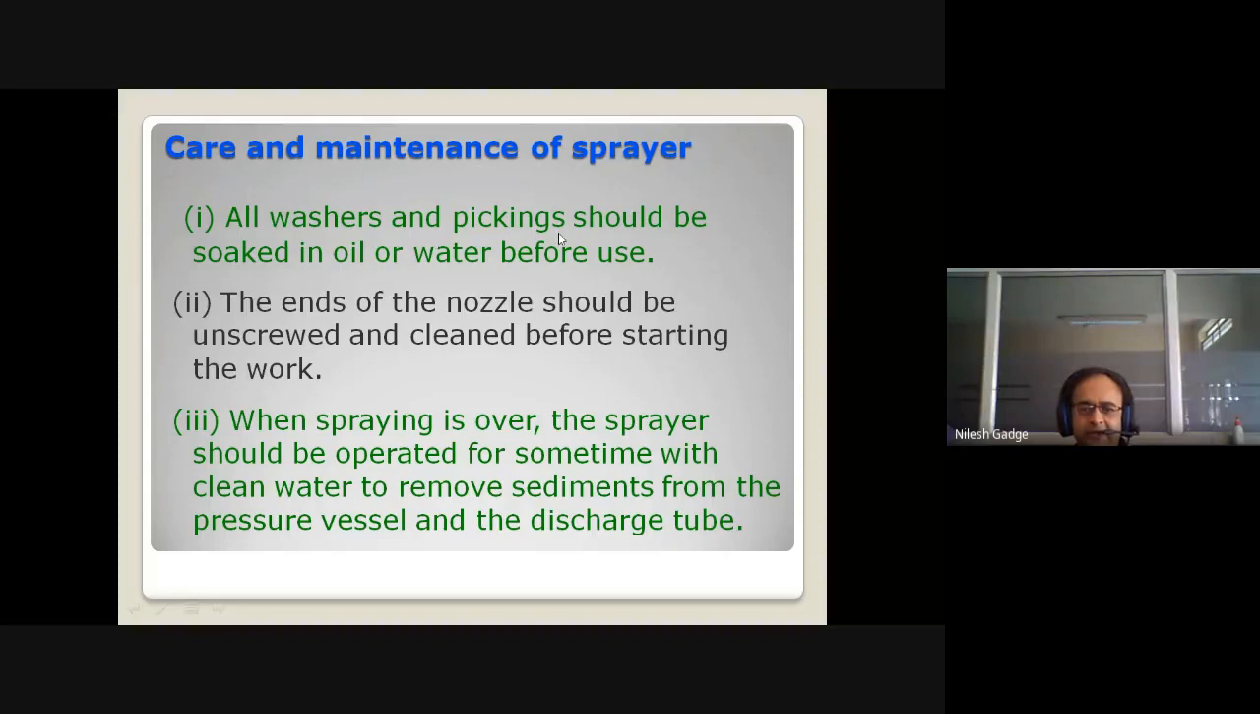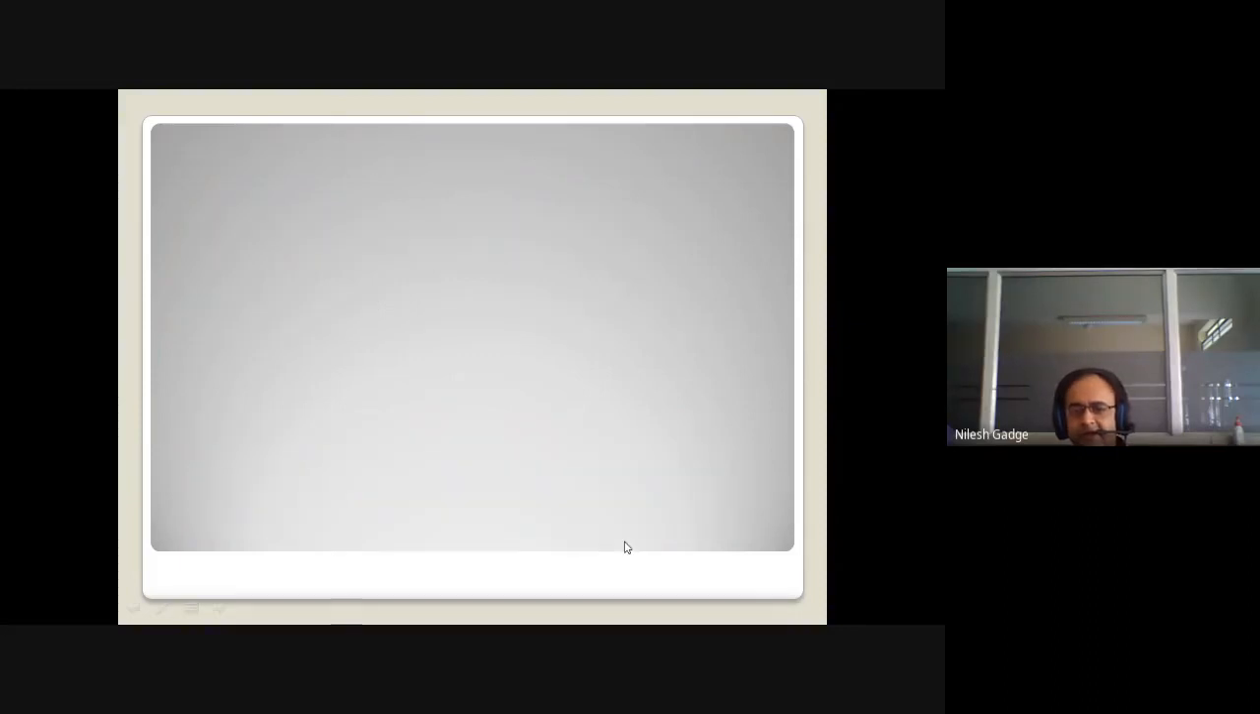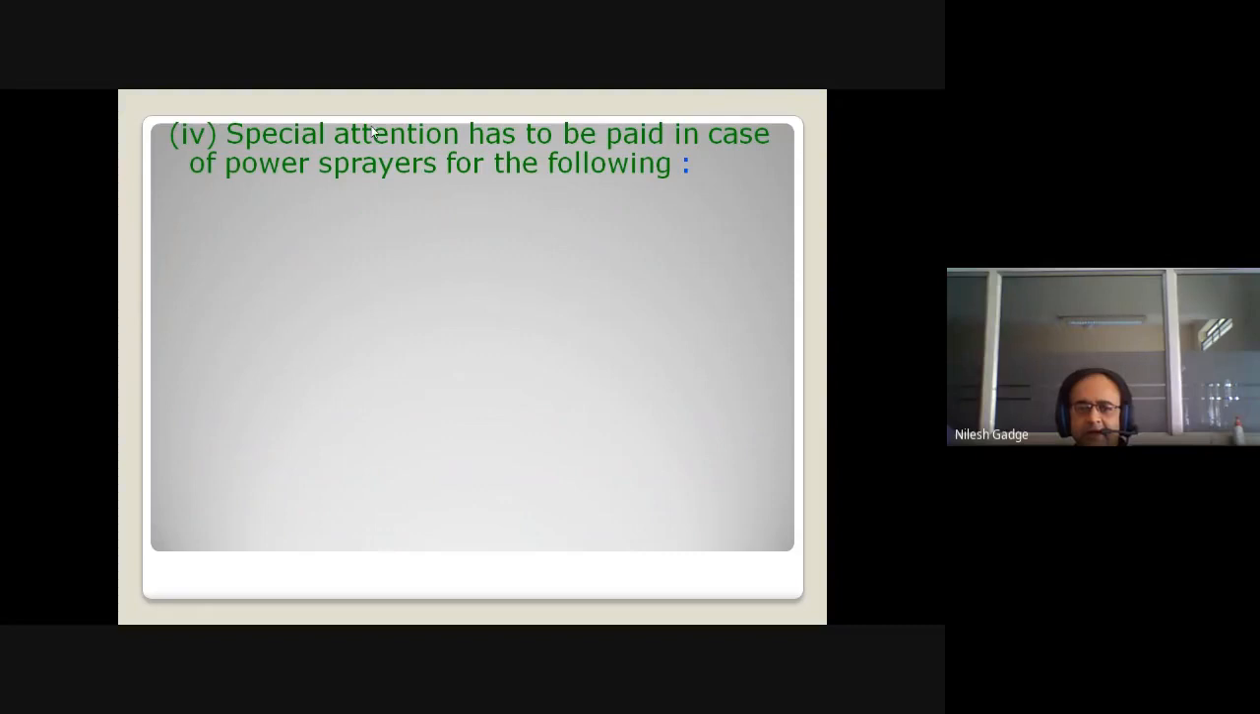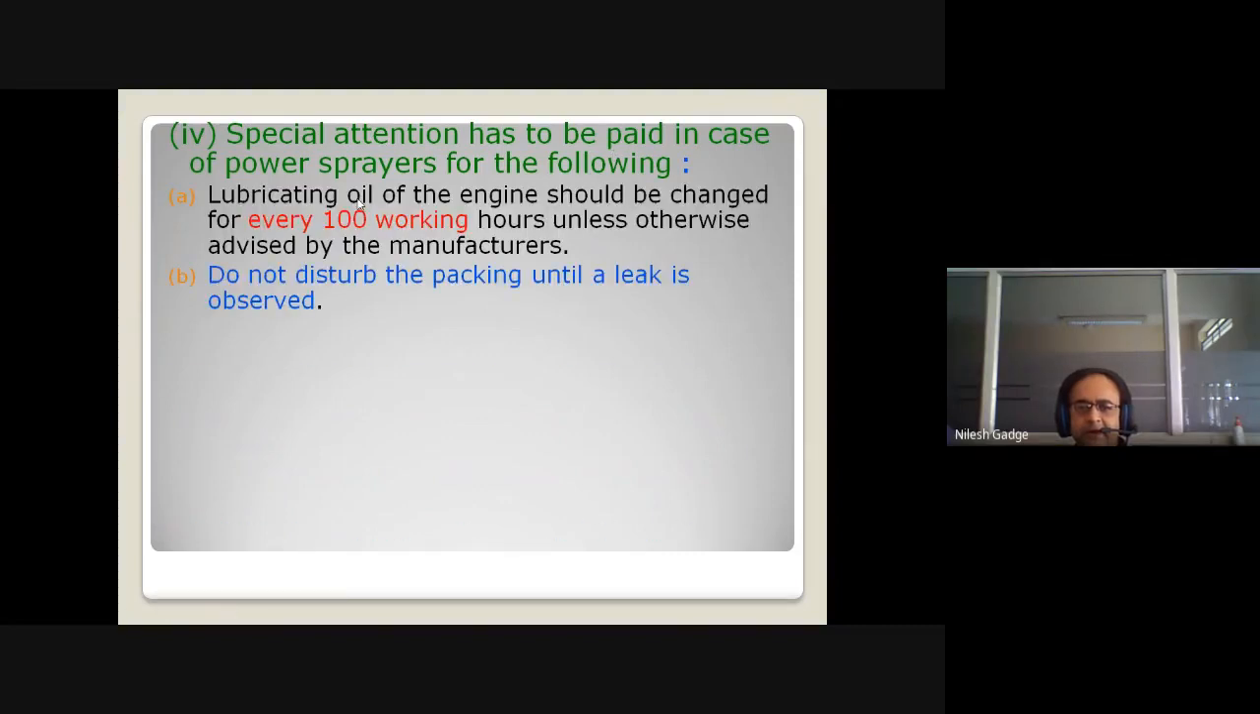All washers and packings should be soaked in oil or water before use. The ends of the nozzle should be unscrewed and cleaned before starting the work. When spraying is over, the sprayer should be operated for some time with clean water to remove sediment from the pressure vessel and discharge tube. And there are some special attentions that should be given.